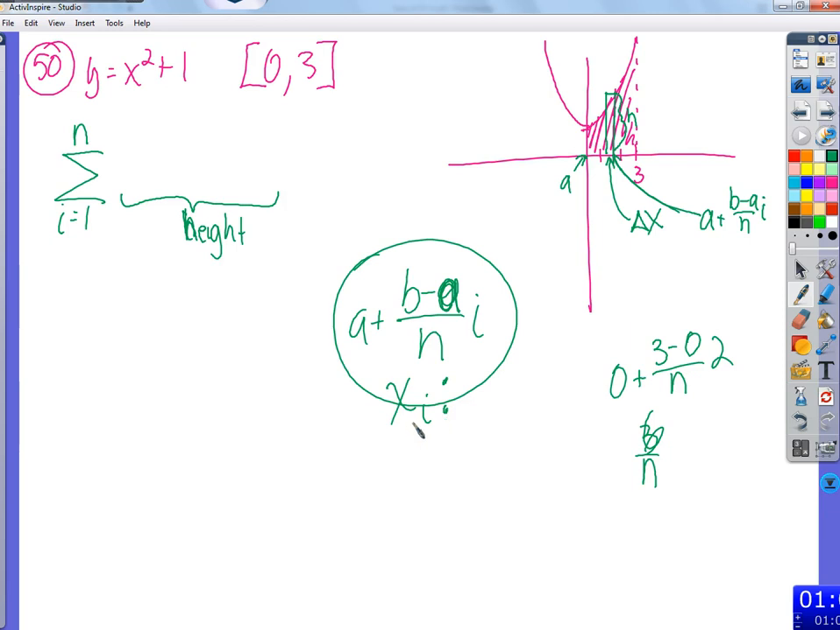This is the width of the rectangle? That is which rectangle you're on, isn't it? It's the number of the rectangle that you're currently finding the height of. Okay. What is x sub I? The left corner or the right corner of that rectangle? The x coordinate of the right side of the ith rectangle. Okay, so we'll say right side of the rectangle.